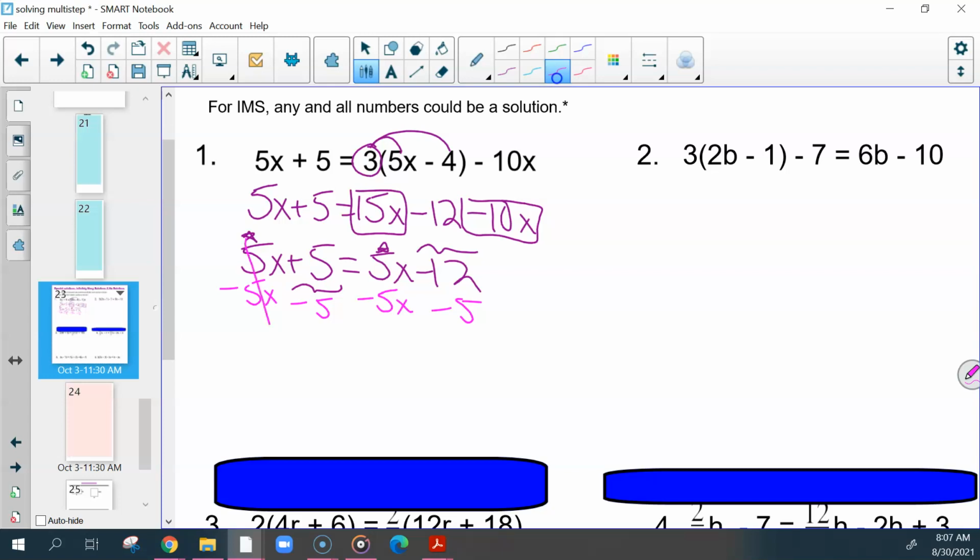well, these are going to cancel and these are going to cancel, leaving just 0 equals negative 12. And that would be a no solution. That can't work. 0 doesn't equal negative 12 ever. So this would be a no solution.